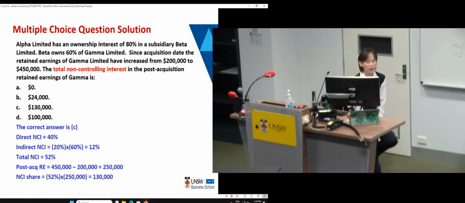Using 450,000 times 52% doesn't make sense because that 450,000 includes pre-acquisition equity of 200,000, and we cannot allocate the pre-acquisition equity balance to INCI. That's why the calculation itself is a mistake. It's a mistake because the pre-acquisition equity balance can only be allocated to DNCI. What does the 52% represent? It includes both DNCI and INCI.